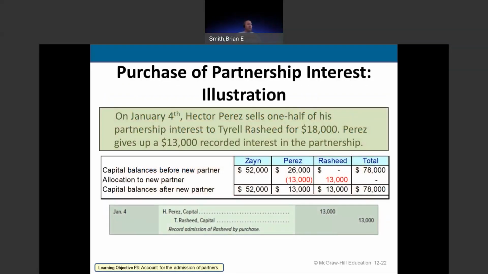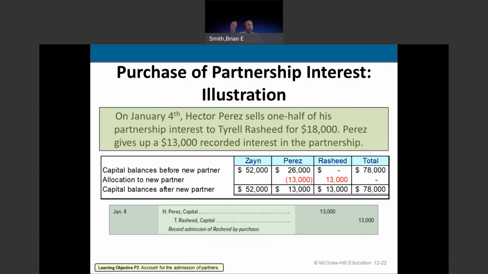So if someone purchases the partnership interest, basically in this case, Perez is selling some of their interest to Rashid. Okay, so Rashid is going to buy $13,000 worth of the capital in this partnership, and so we're going to have to do a new partnership agreement. We're going to have to figure out how to allocate, whether it's stated ratios, capital balances, or the three-step process we just did.